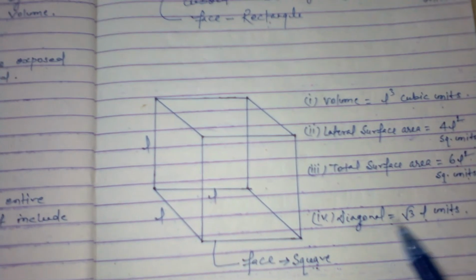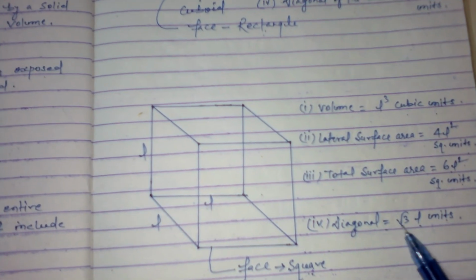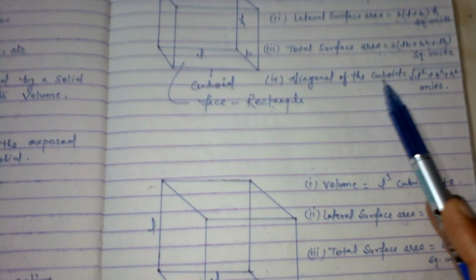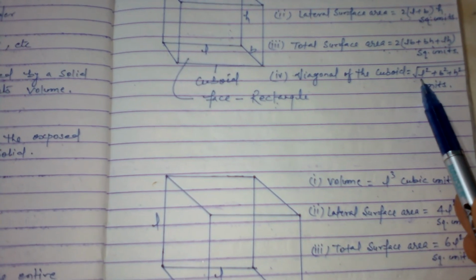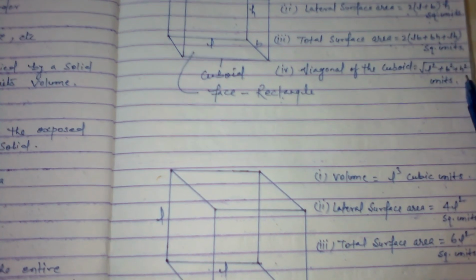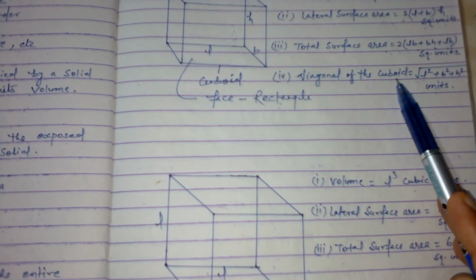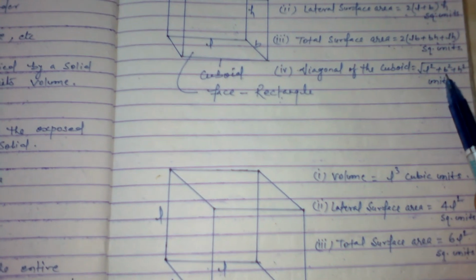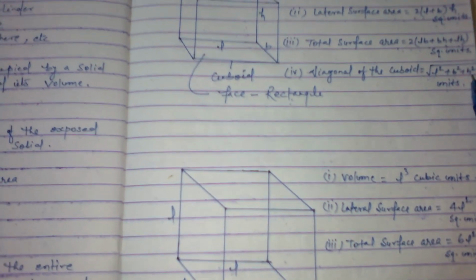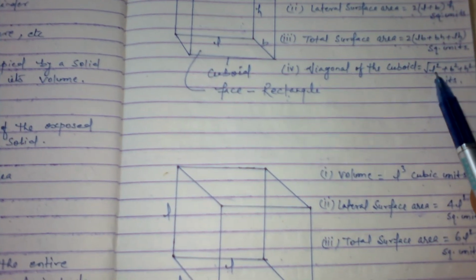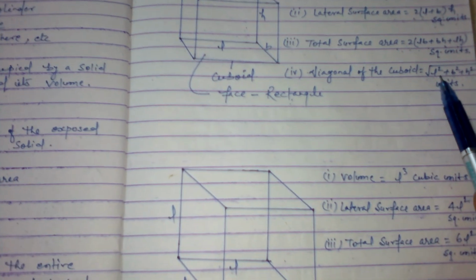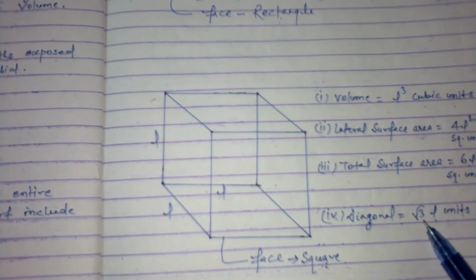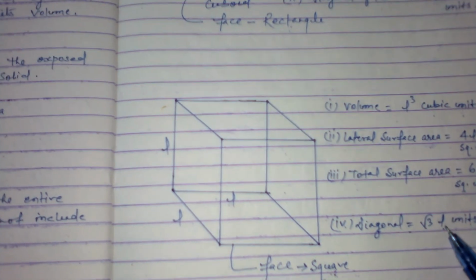Diagonal is equal to root 3 L units. Diagonal of the cuboid is under root L square plus B square plus H square. Diagonal of cube will be under root L square plus L square plus L square, which is under root 3L square. Therefore diagonal will be root 3 L units.